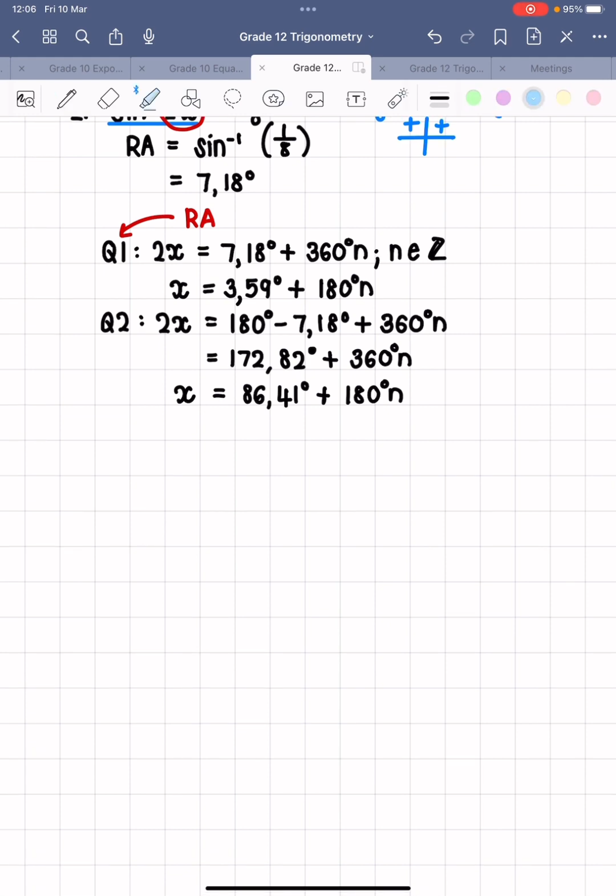Again, I'm just going to highlight all the 360 ends and then the 180 ends as well. You have to write those every single time. And also, let's just quickly make a note here. If we are working in quadrant 2, we have to do 180 minus the reference angle.